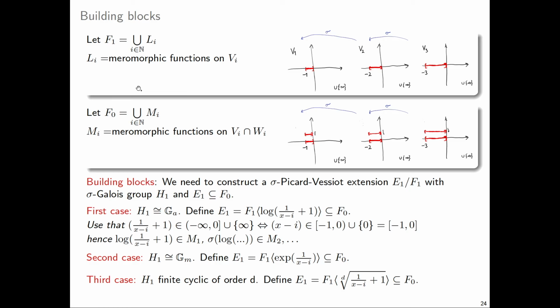Do you have an example where you have a differential equation whose classical Galois group is unipotent and whose sigma Galois group is not the difference group attached to the classical Galois group, where you really have a new equation?